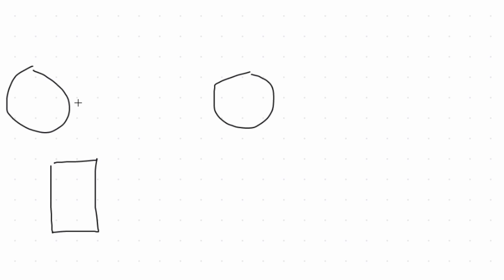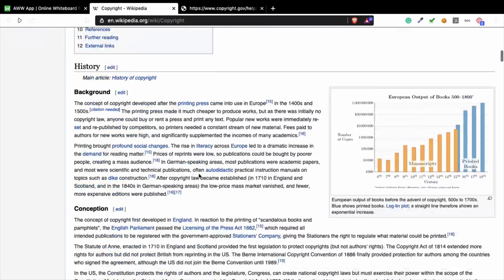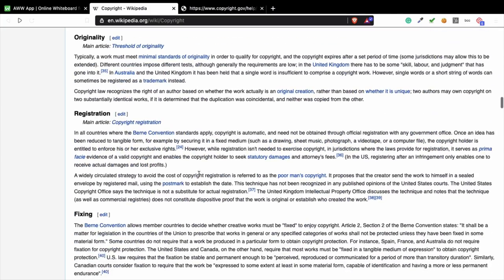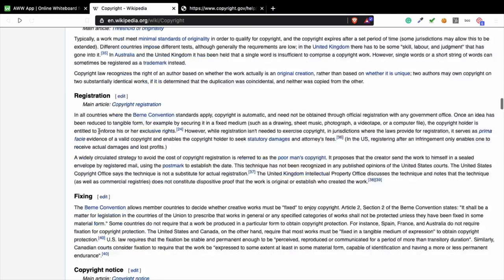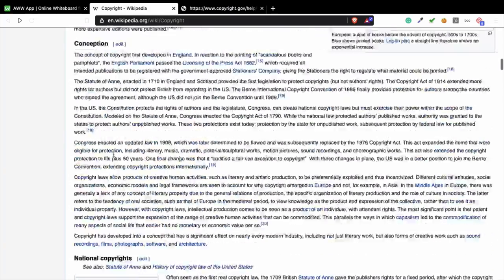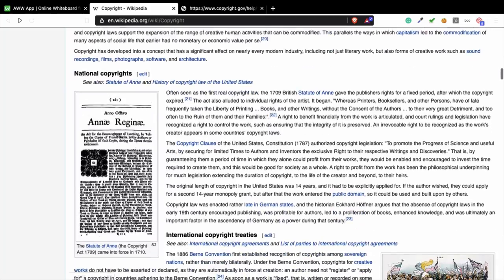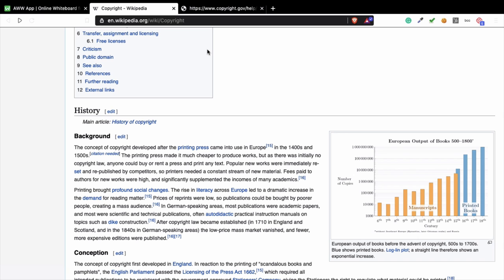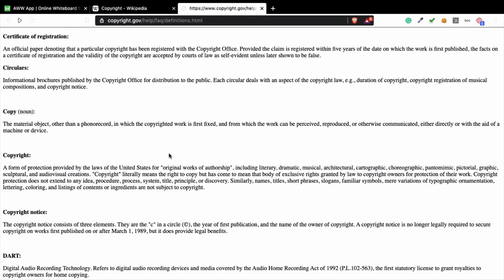So let's look at a couple of definitions so you can see what I'm trying to say. On Wikipedia, you have a whole page that explains what copyright is, and international copyrights, ownership, originality, registration, fixing. In this video, we only talk about the definition. We're not going to talk about the background, conception, national copyright, or anything else. Why do you need to know the definition? Because if you do not know the definition, you do not know what you have. That's important to know, and you do not know when you have copyright.